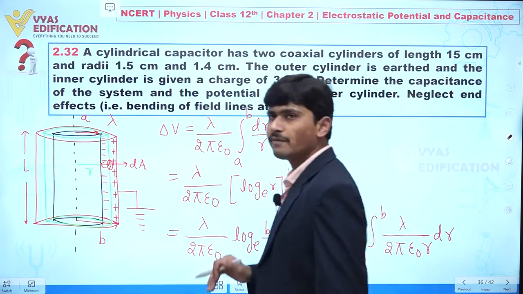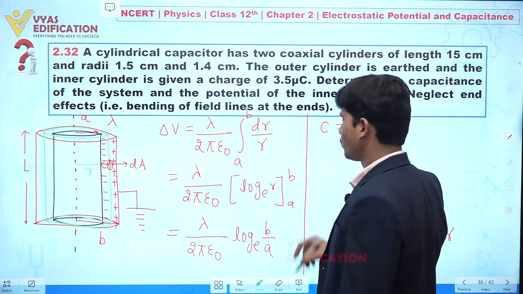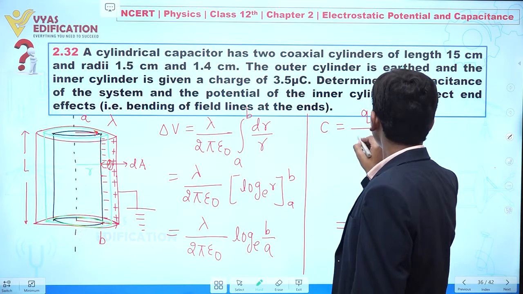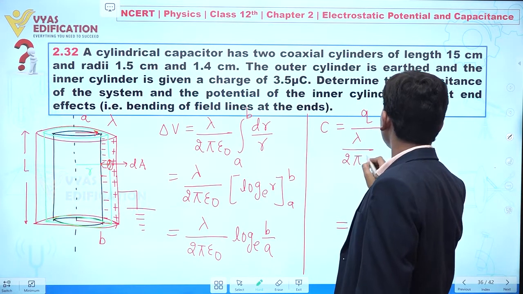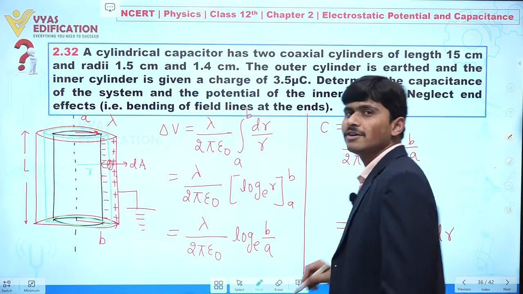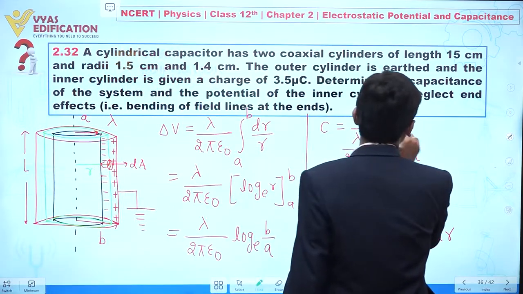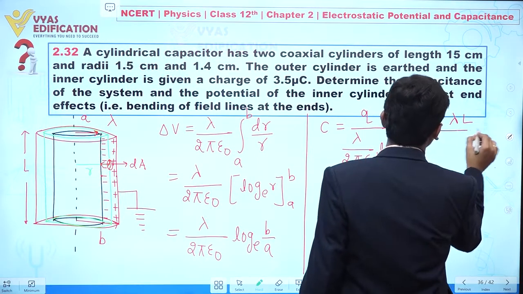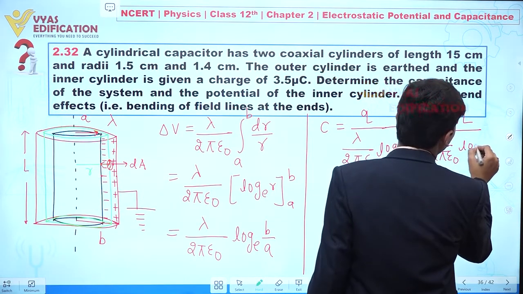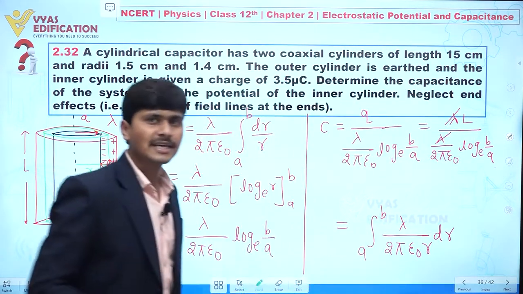Yes. So from here we can say the value of capacitance is given by C equal to total charge divided by delta V. Delta V is lambda upon 2 pi epsilon naught, log base e of B by A. Clear? Now the value of charge Q is equal to lambda times L. So lambda times L divided by lambda upon 2 pi epsilon naught, log base e of B by A. Lambda and lambda cancel out.